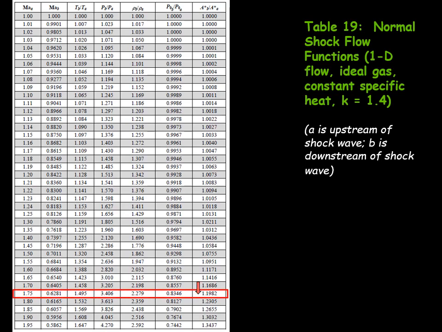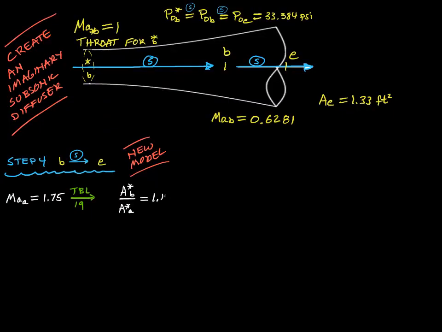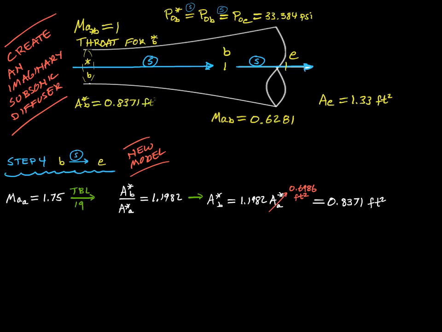So if we had a Mach number of 1.75, we can see that the ratio of the throat post-shock, or aftershock, to the pre-shock throat area is 1.1982. We're going to take that value and put it here, and that's going to allow us to calculate the area of our imaginary, or new, throat. It's just a fraction, something a little bit larger than the throat that we had previously at A. And so our new throat area is going to be 0.8371 feet squared.